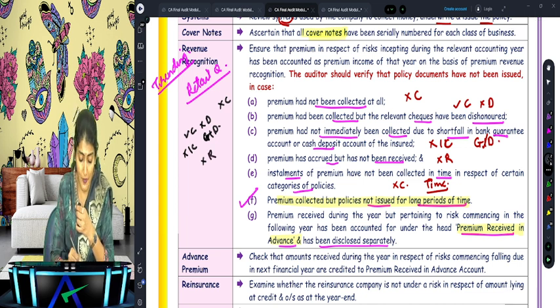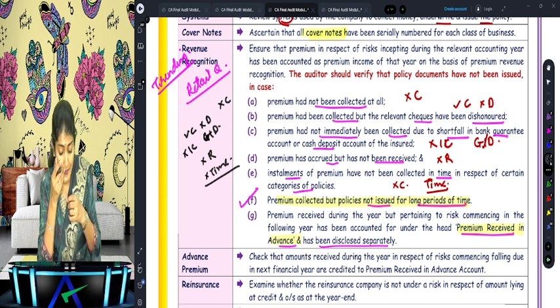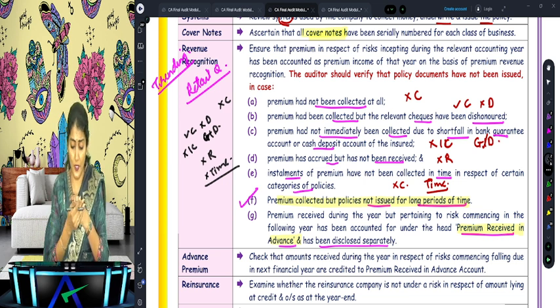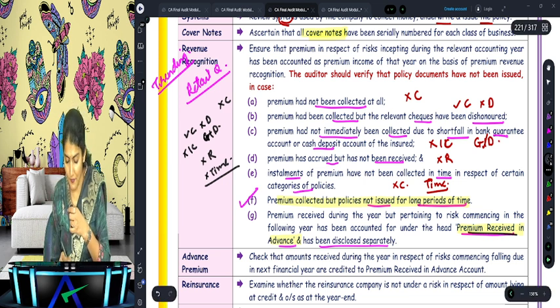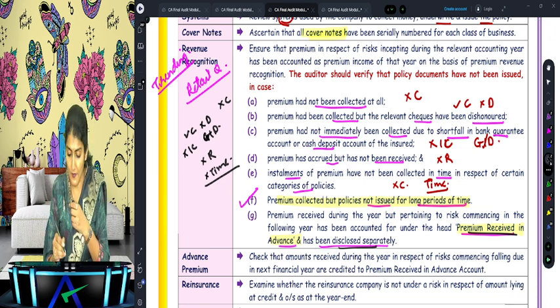Installments of premium have not been collected on time in respect of certain categories of the policy. Okay. And then what are the 2 points? Premium collected but the policies have not been issued for a long period of time, or the premium has been received in advance, then it needs to be disclosed separately.